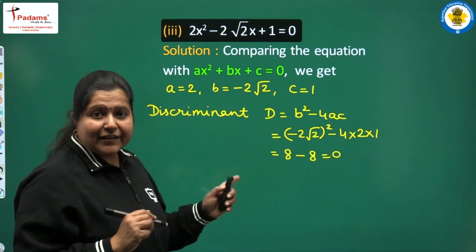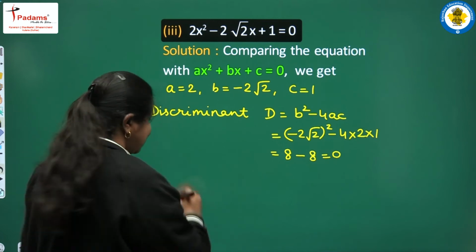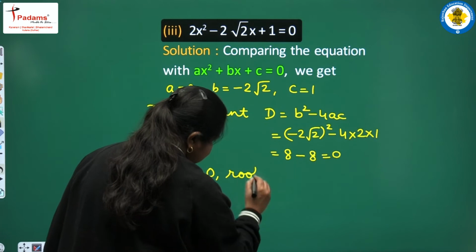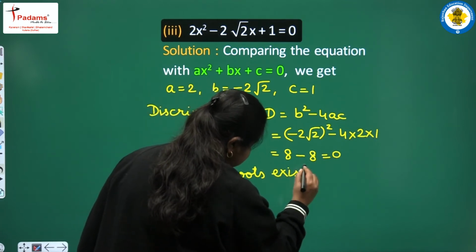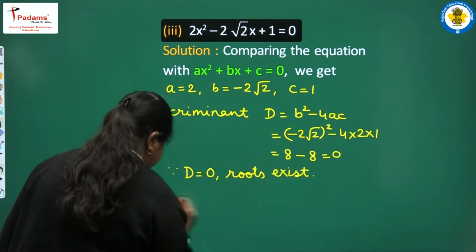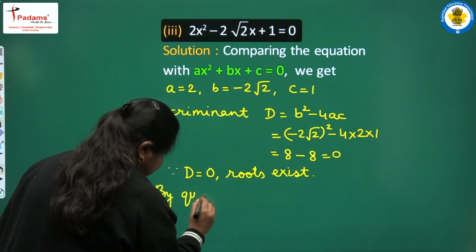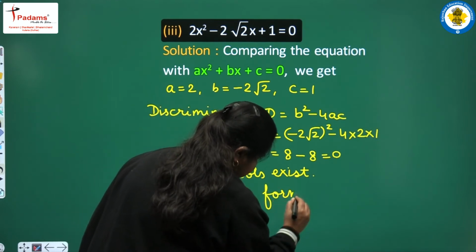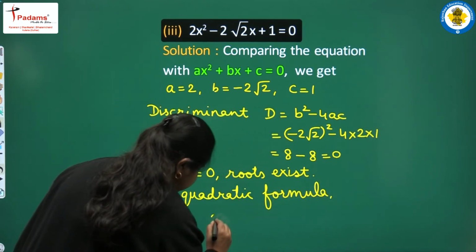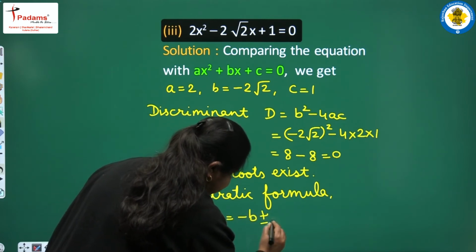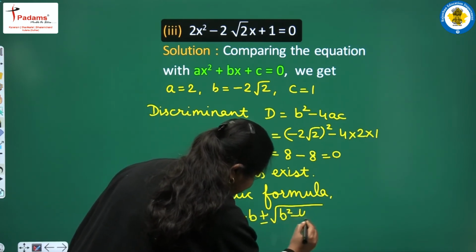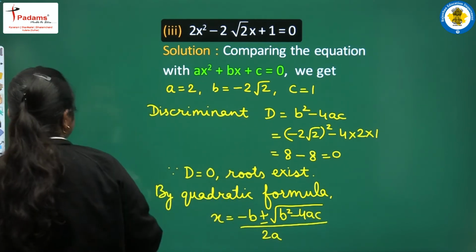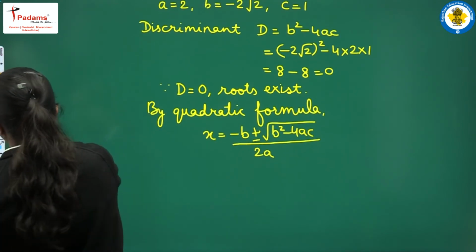तो क्योंकि यहाँ d की वैल्यू 0 आ रही है तो रूट्स विल एग्जिस्ट. So since d is equal to 0, roots exist. By quadratic formula we can find these roots. x is given by minus b plus minus under root b square minus 4ac upon 2a. Now put in these values of a, b and c, then we can find these roots.